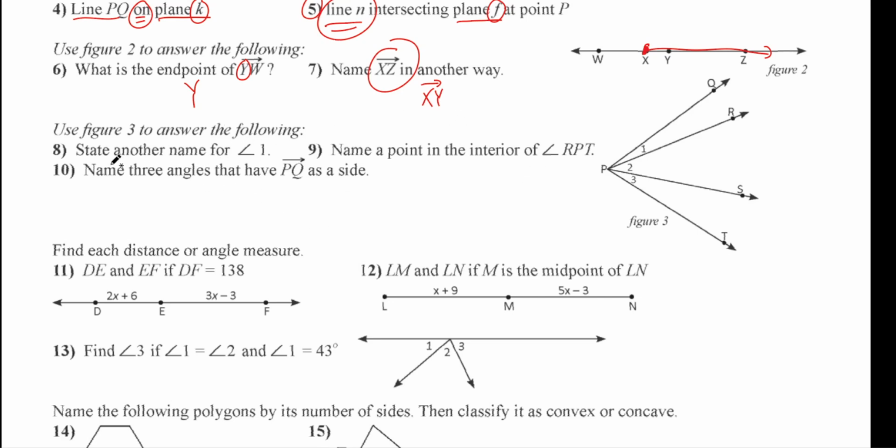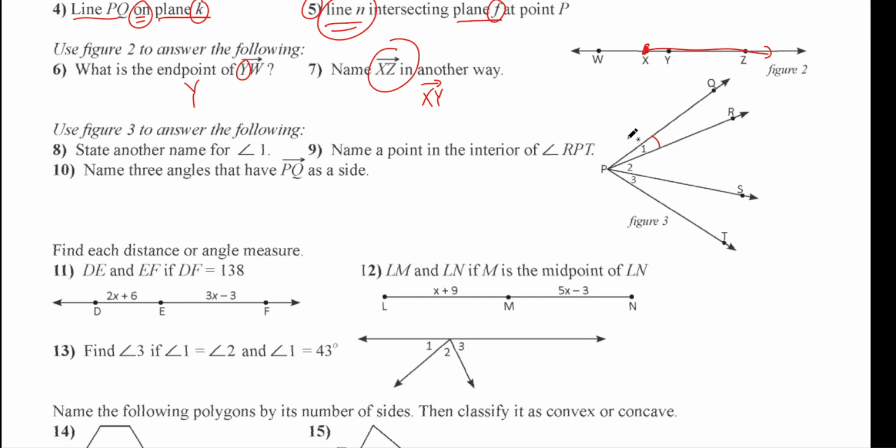Let's do this. Here we go. State another name for angle 1. We're using this picture right here. It says use figure 3. There's figure 3. Angle 1 is this angle right there. What's another name for angle 1? Well, we're going to use the letters. You could use them by the numbers or the letters. It's easier to do the number, but sometimes you want to go by the letters. So what is this angle right here? Well, what's the vertex of this angle? P, right? So that's got to be in the middle.